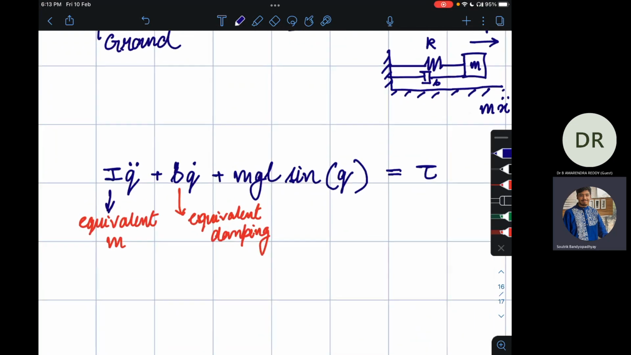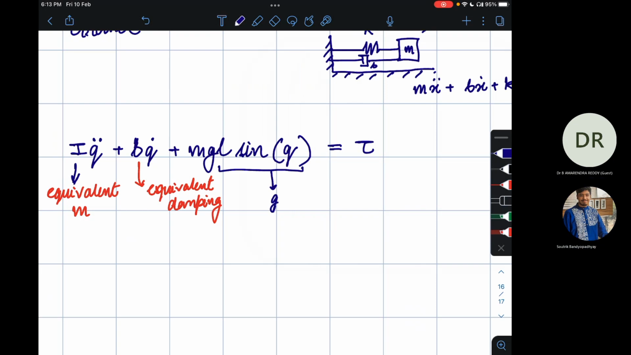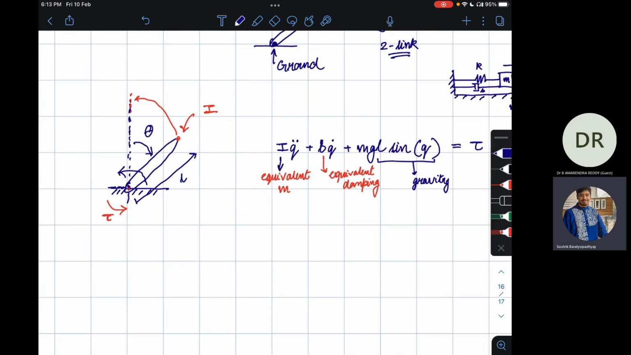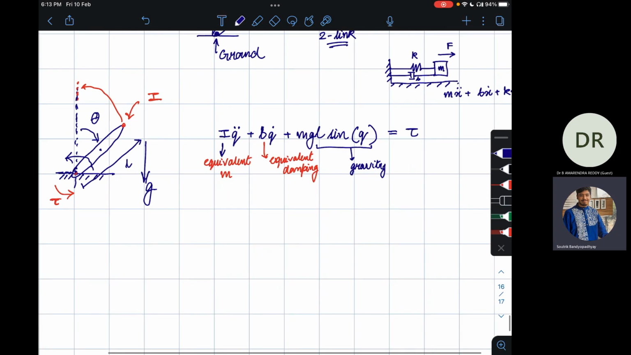So this is the equivalent to damping, and this is the component acting due to gravity, right? Because the gravity is in this direction, acceleration due to gravity, and this gravity is acting on the center of gravity of this link, and it's pulling it down. So it's an effective torque application in this direction, right?